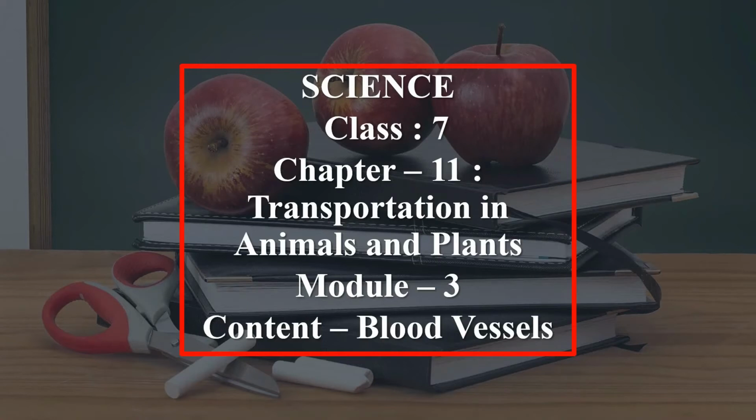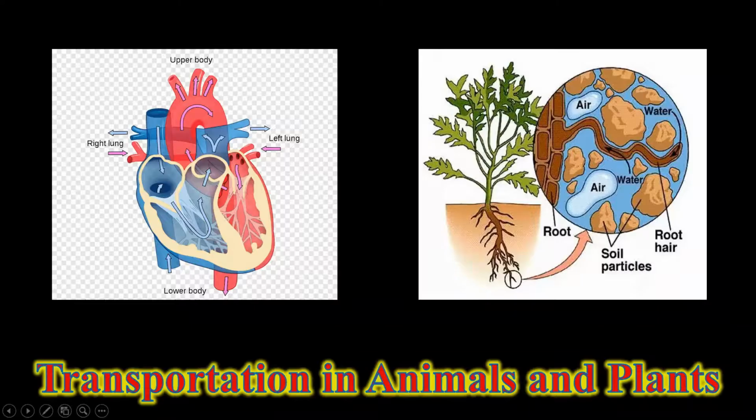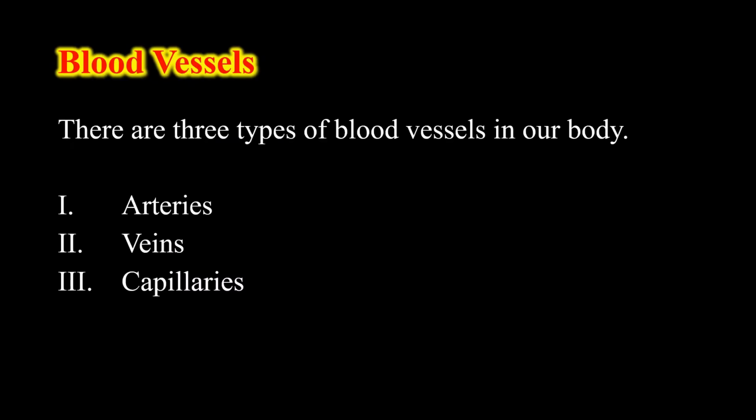Hello students, welcome to the third video of Science Class 7, Chapter 11, Transportation in Animals and Plants. In the second part of this video, we discussed the blood and blood cells and their function. And in today's video, we are going to discuss the blood vessels. So let us start today's video.